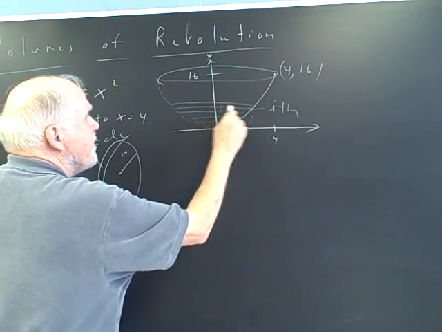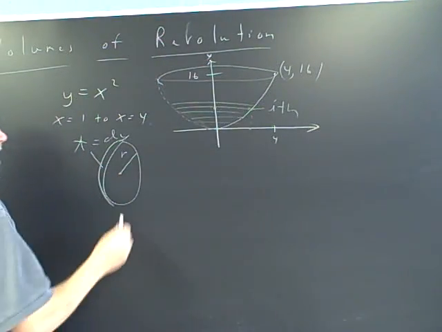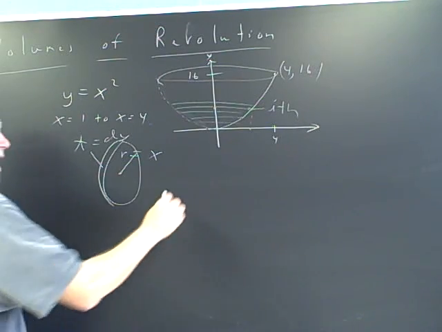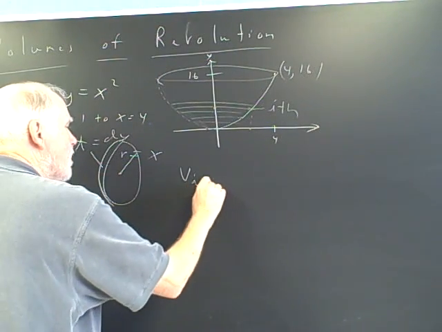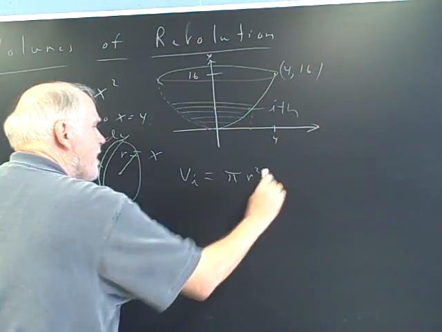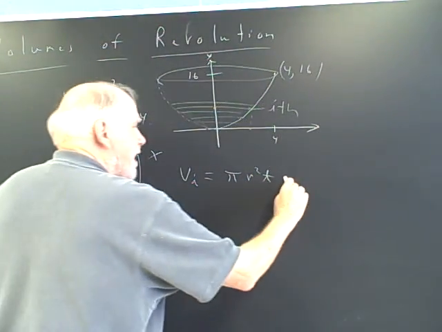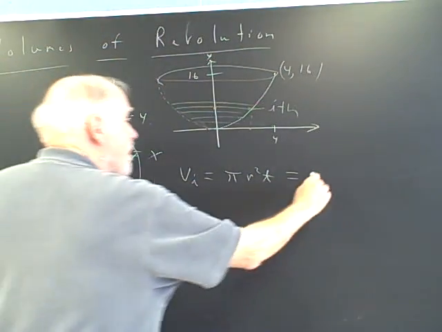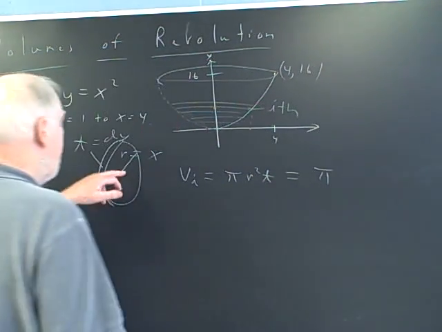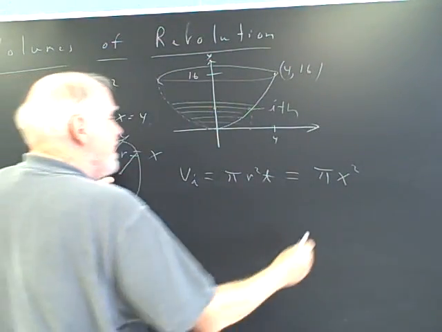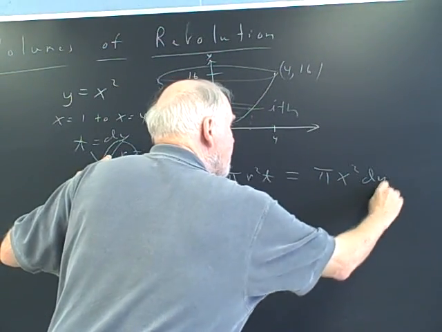In other words, that's the distance from here to here. It's an x value, so r is x. And our V sub i is going to equal, of course, pi r squared times the thickness, which equals pi x squared dy, since r is x and the thickness is dy this time.